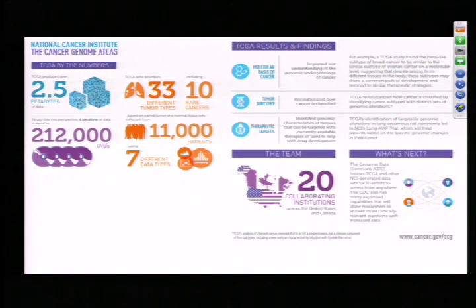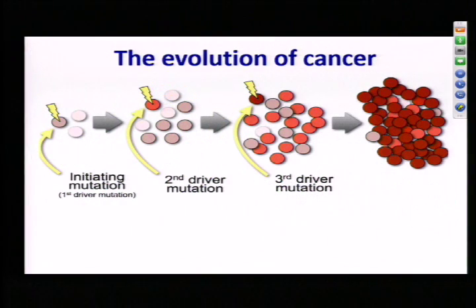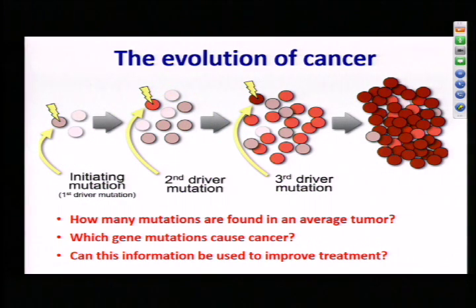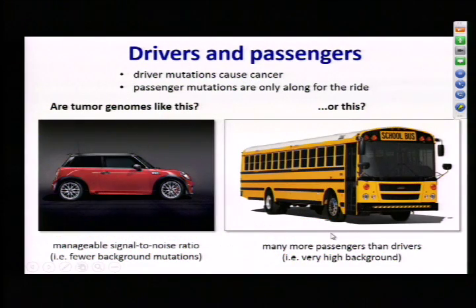But this has allowed us to gain some insights and answer some of the questions that were raised earlier when I spoke about the evolution of cancer. So how many mutations do we have in an average tumor, and which gene mutations cause cancer? We can now begin to get answers to these questions. And so when we talk about which genes are drivers, how many cancer drivers are there, we now start to talk about mutations in tumors in terms of these general labels, drivers and passengers.